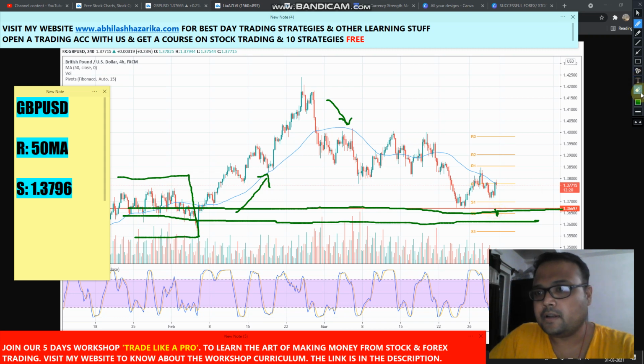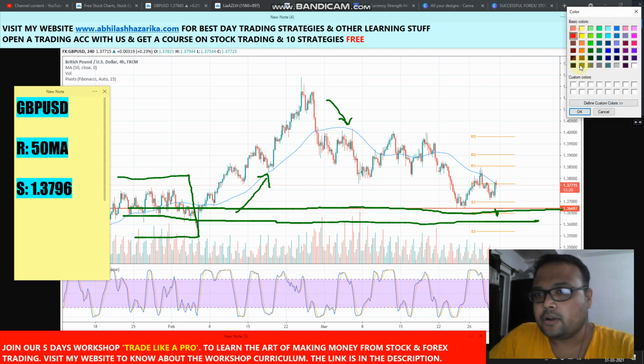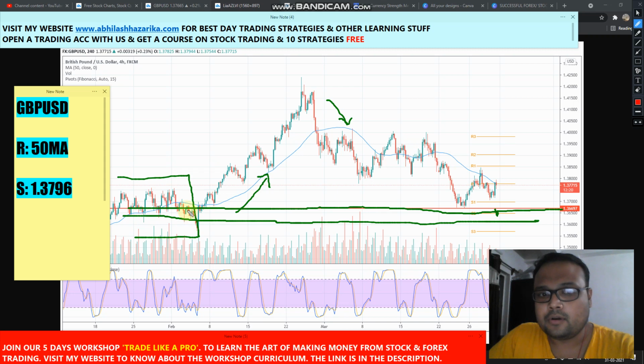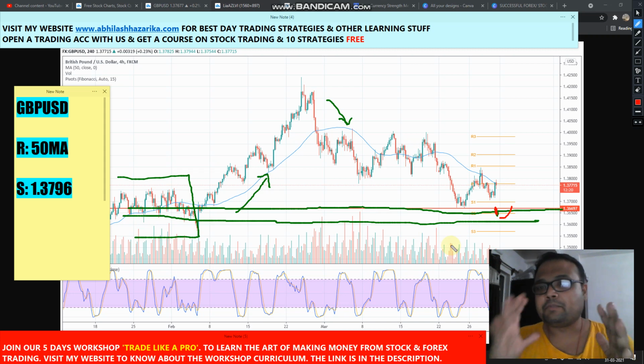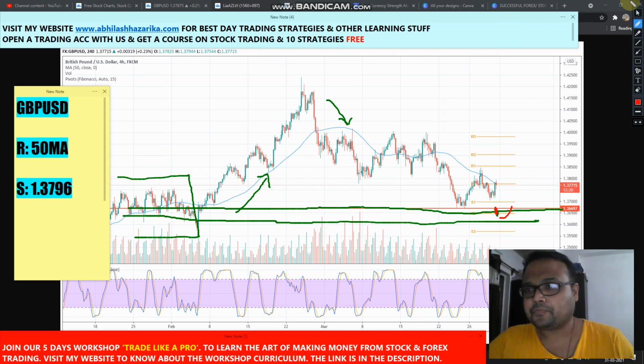Suppose you are not aware that this level has support, and you short the market somewhere around here. Then obviously you will be making a loss if the market reverses from here, because the market has support here. So you should know the crucial buy and sell points, the support zones and resistance zones. Anyways, you have understood.